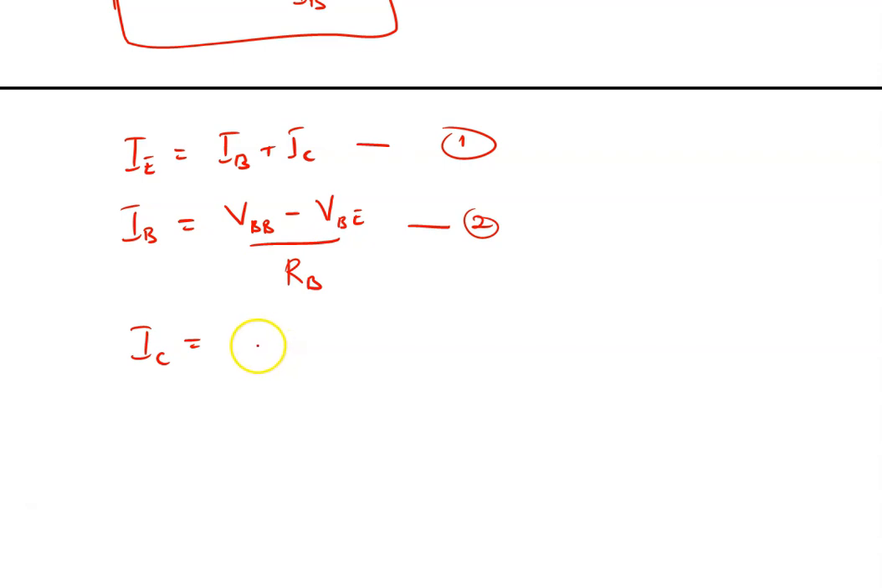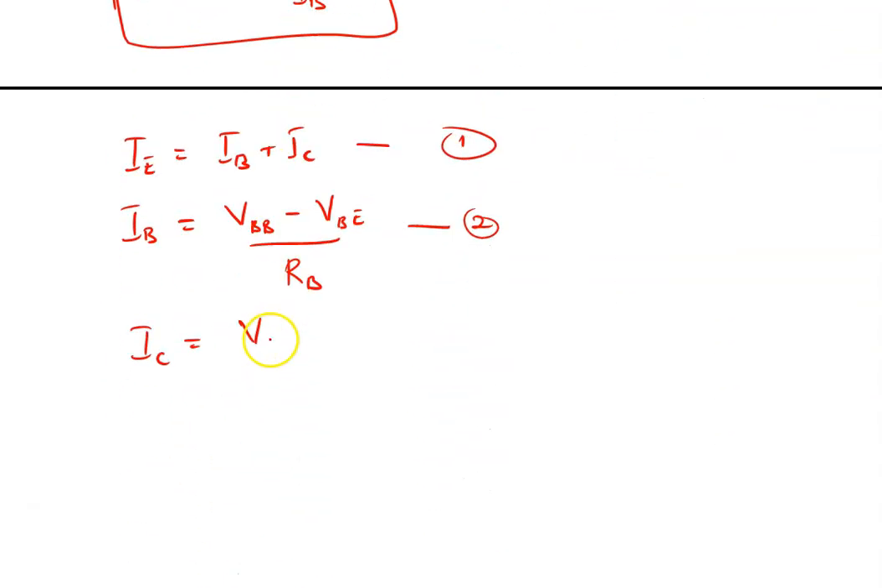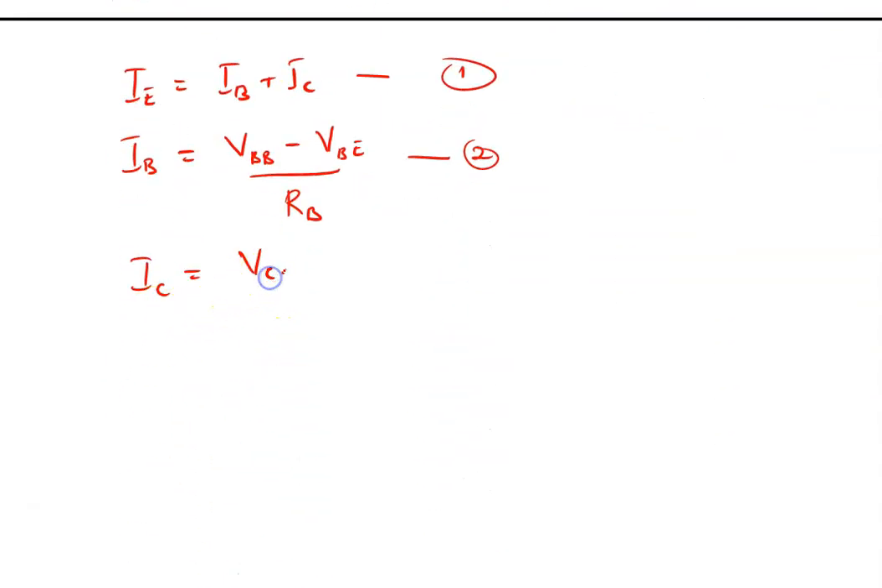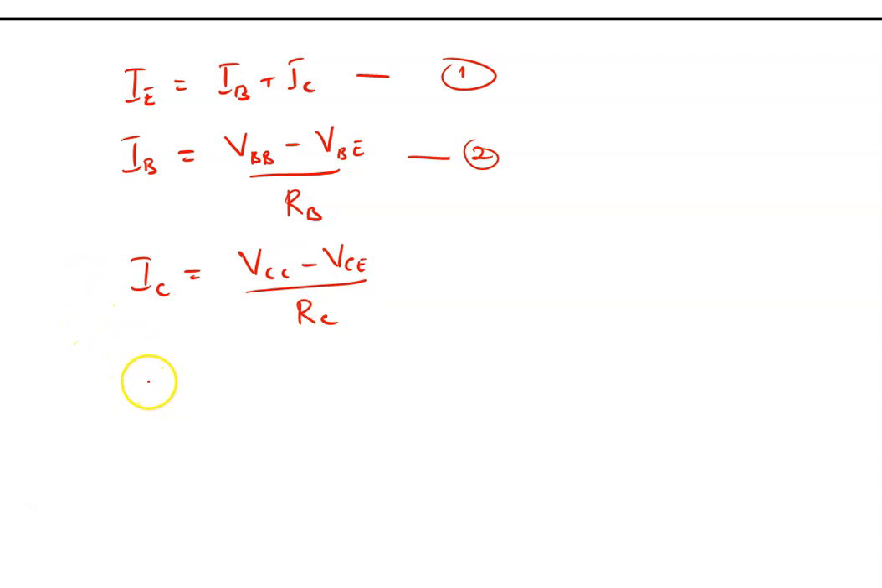IC is giving us the VCE, right? Let's visit that formula again. So IB is giving us VCC minus VCE, all divided by the RC. That's the collector resistance. You get it? And you also need to know the beta DC. That is the current gain, the ratio of the collector current to the base current.